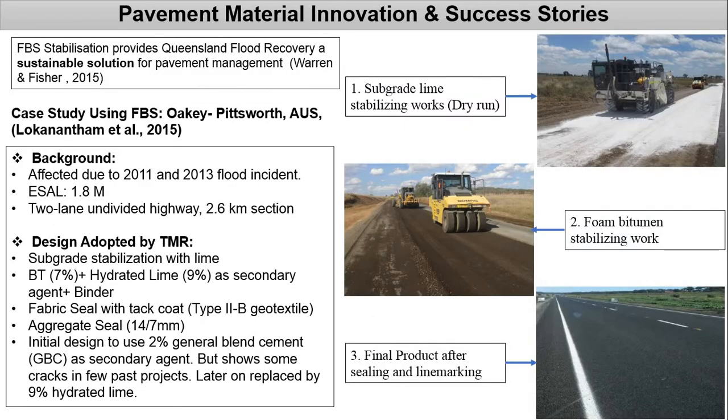There is one case study in Australia using FBS. In 2015, Warren and Fisher said that FBS stabilization provided Queensland flood recovery a sustainable solution for pavement management. In this case study, they stabilized the subgrade with lime, and then later introduced the foam bitumen stabilization work and the final product. They also used geotextile before introducing the seal on the surface to make it more fatigue resistant.